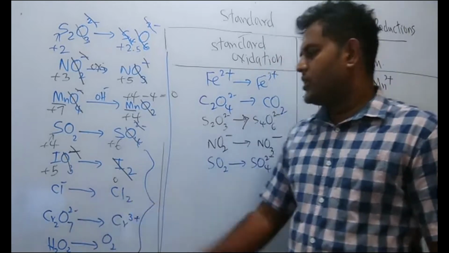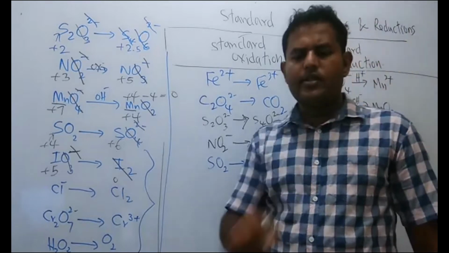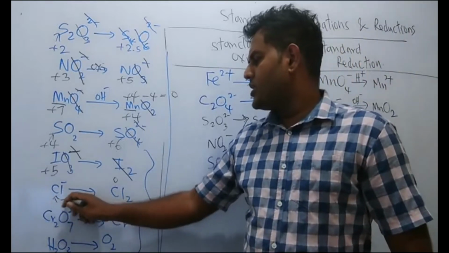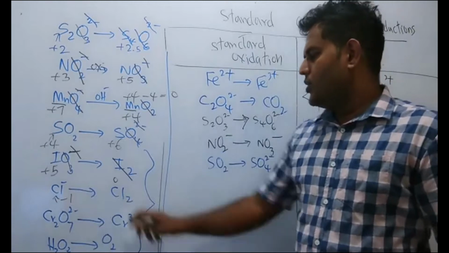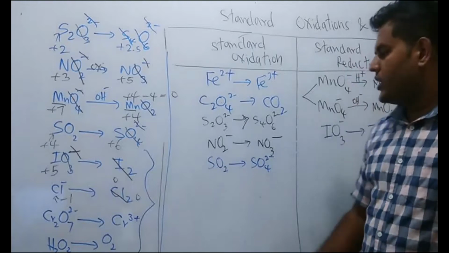Is it oxidation or reduction? One atom, Cl minus, oxidation number is minus 1. Cl2, oxidation number is 0. Minus 1 to 0, it's an oxidation.